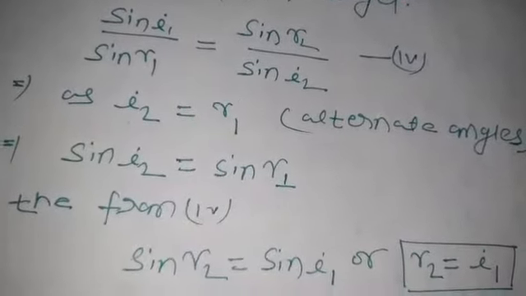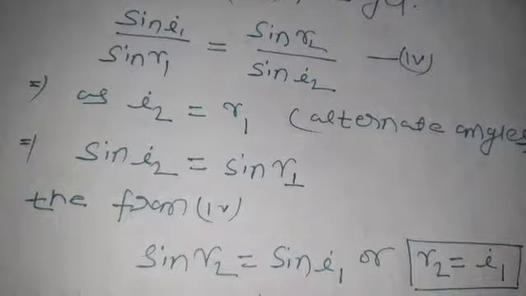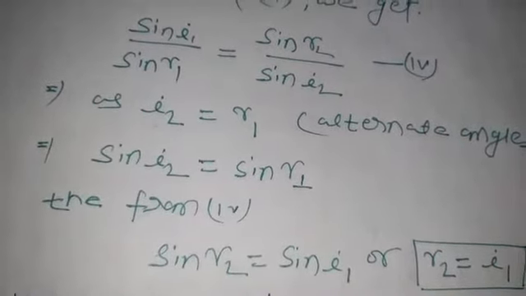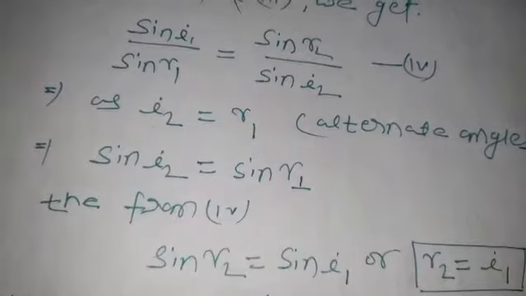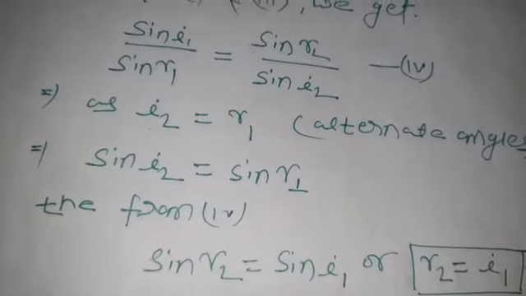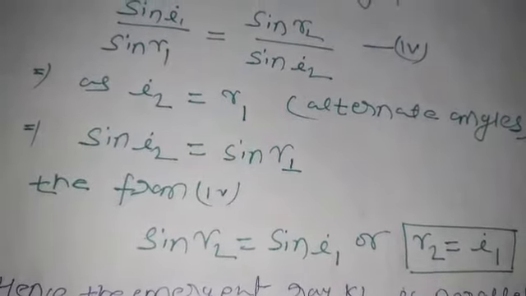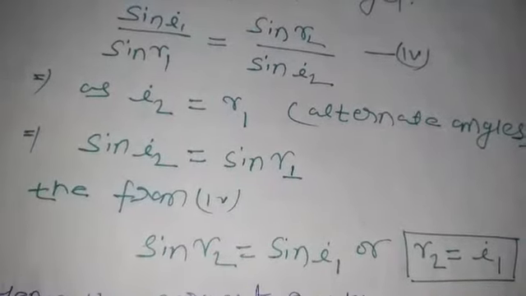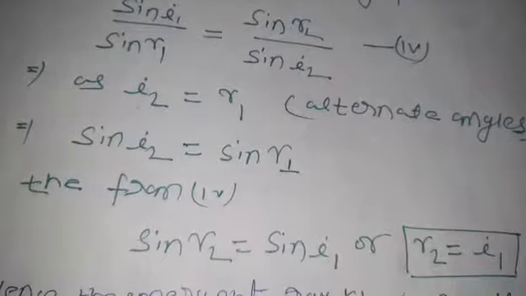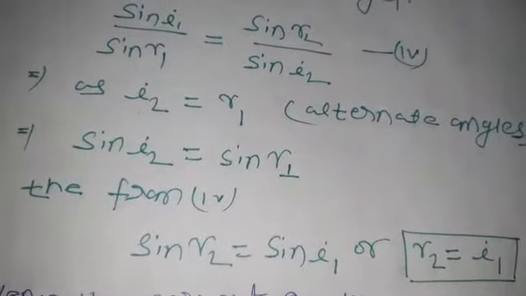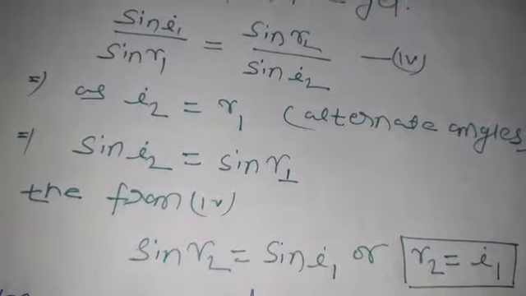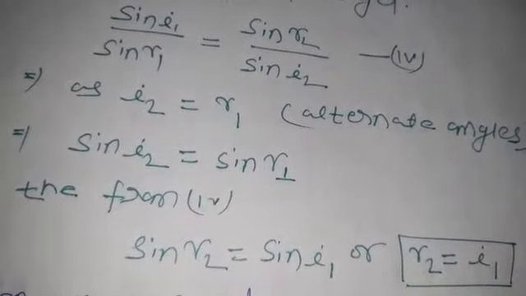Taking sine of both sides, sin I2 equals sin R1. So from equation number 4, sin I2 equals sin R1. Put sin I2 equals sin R1. After putting this, we get sin R2 equals sin I1, or if I take the inverse of both sides, we get R2 equals I1.